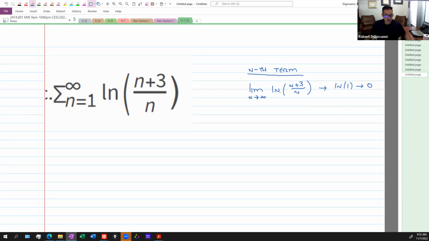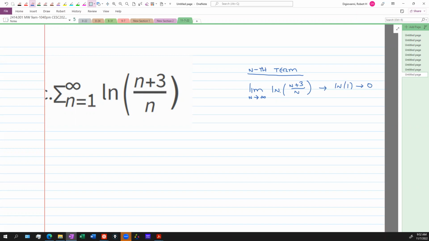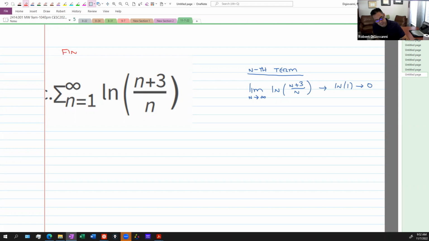Is it geometric? No, not even close, right? Is it harmonic? Yeah, but it's not harmonic, right? It's not a constant over linear. And, oh, I forgot to put up here, find the sum. That's telling you that it's either geometric or telescoping. All right.